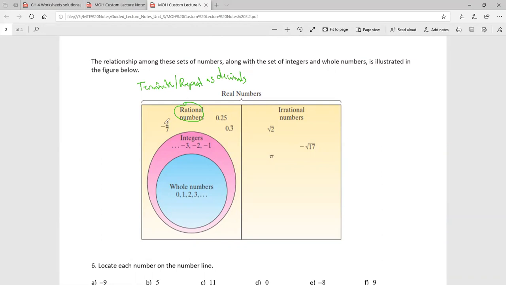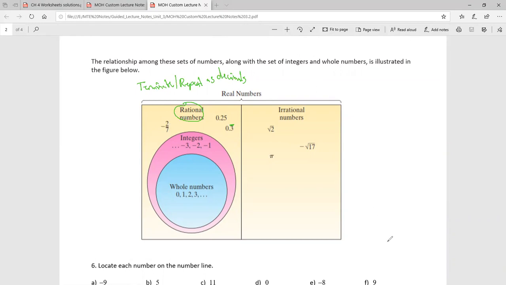So 2/7 would repeat. 0.25 terminates. 0.3, and you can't really see it, so let me emphasize that there's a bar there. 0.3 repeats. All these integers terminate, all these whole numbers terminate. These are just subsets of numbers. And again, we're not going to focus on that too much. Rational numbers means they terminate or repeat as a decimal place. In other words, they can be written as a fraction.